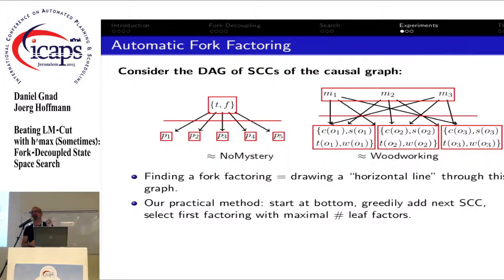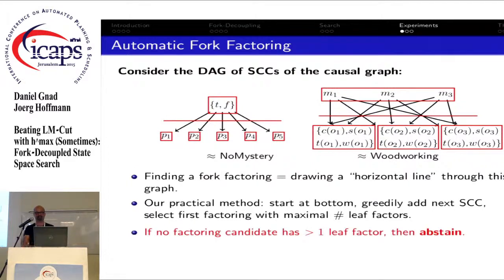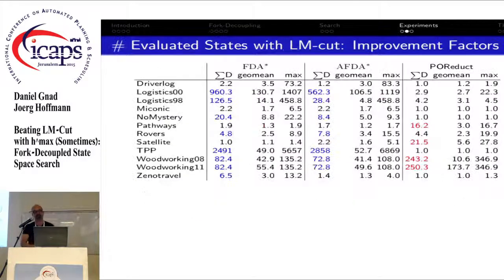Now, if the causal graph is only a single strongly connected component, we can't do this, right? In this case, we abstain. In fact, we even abstain if we only find a factoring that has a single leaf. We did find single leaf factorings that were useful, but not so many, and we didn't really know how to handle this, so we just kept it simple. We only apply this technique if there's more than one leaf in whatever factoring we find.